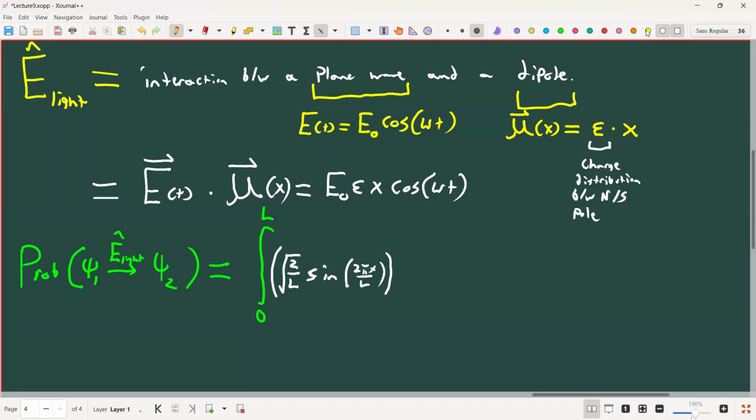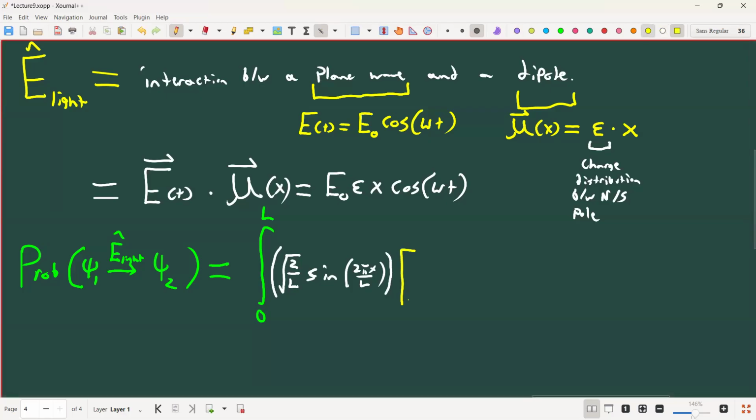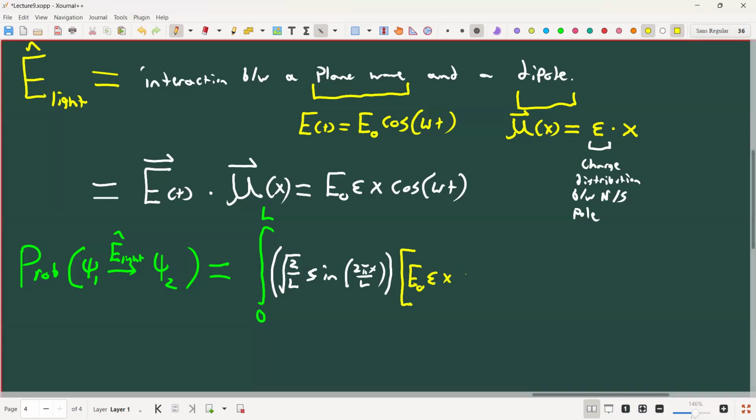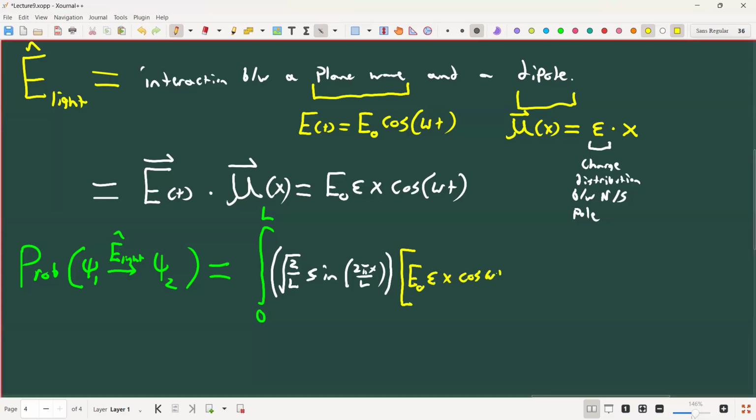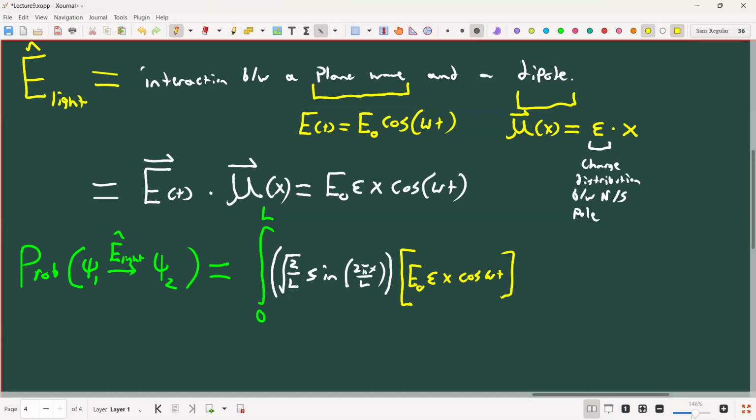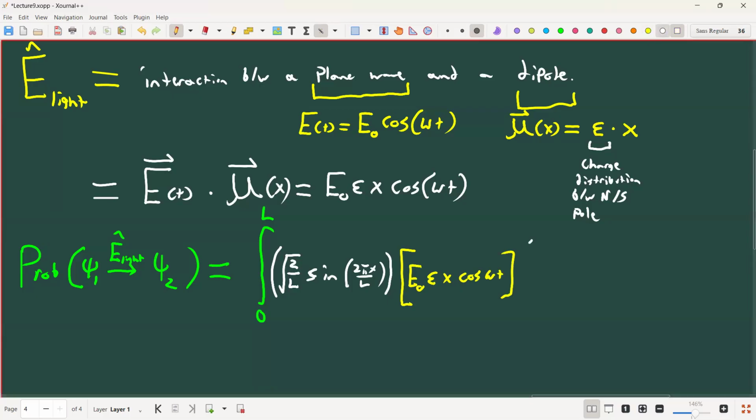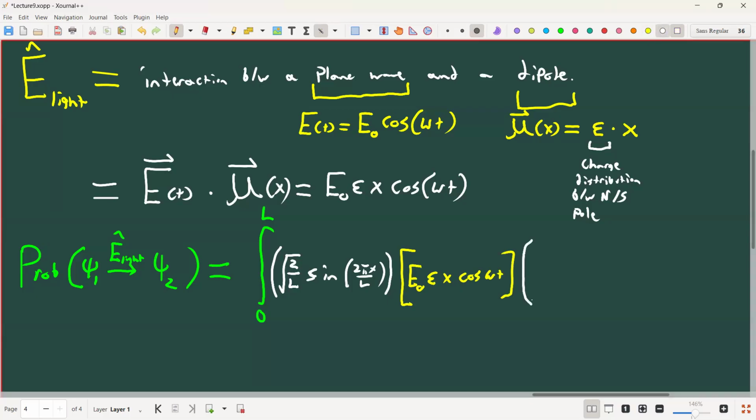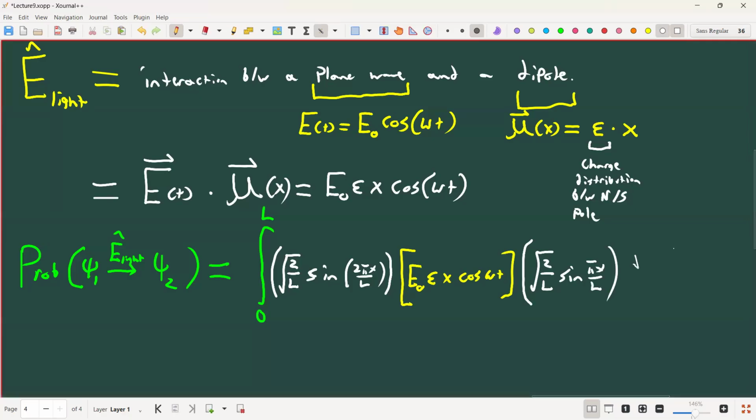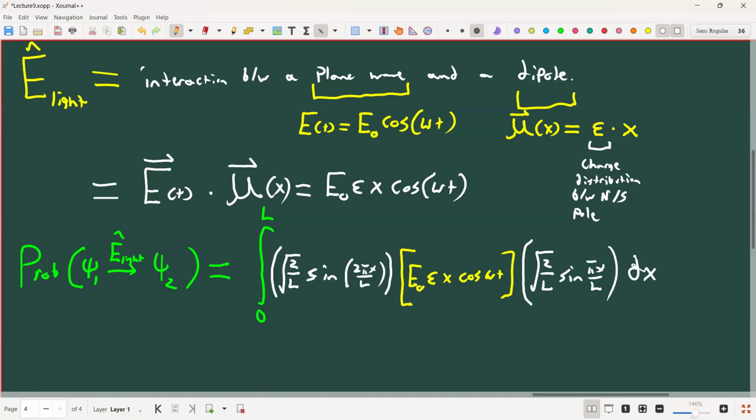All right, our interaction is E naught epsilon x cosine omega t. And then we have to apply that to our ground state, right? Because we're thinking about how the ground state goes to the excited state. Again, that's just 2 over L sine pi x, and that's integrated over space, dx.